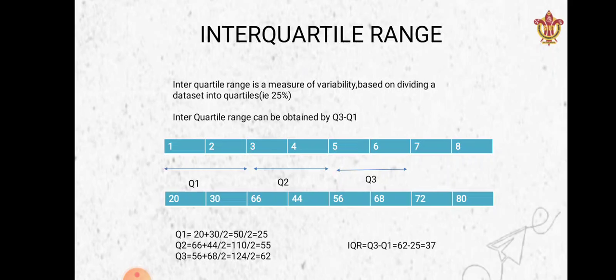Similarly, Q2 can be calculated by 66 plus 44 divided by 2, which after calculation will give us 55. Now Q3 will be calculated in a similar manner, and for calculating the interquartile range, I need to use the formula Q3 minus Q1, which is actually 62, the value of Q3, minus 25, the value of Q1. So it will be equal to 37. So IQR I am getting as 37.